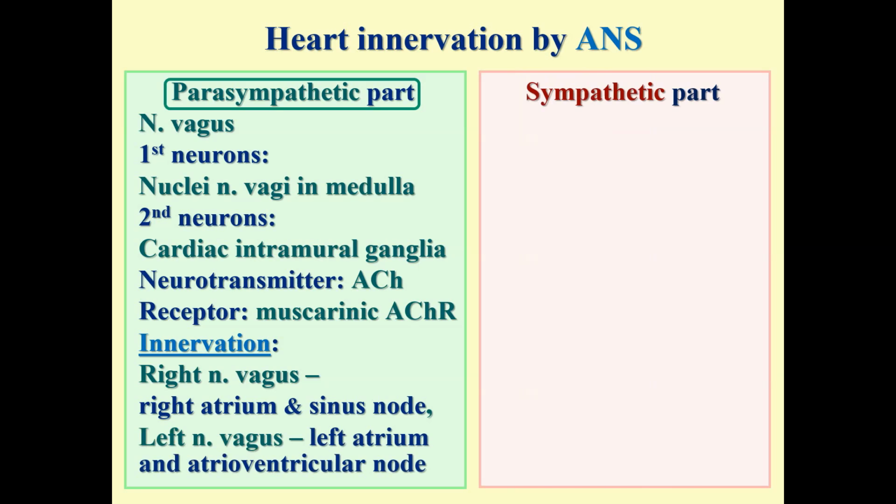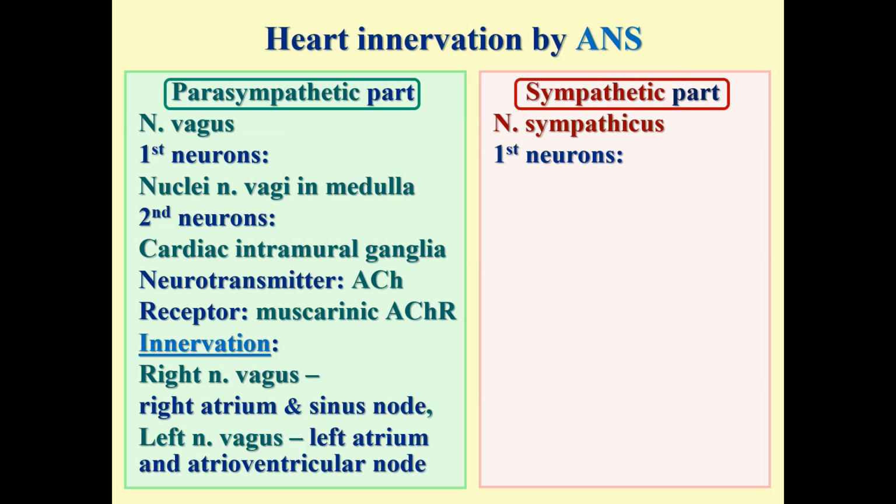Then the sympathetic part. And this sympathetic nerve, or nervus sympathicus from Latin. First neurons are located... I hope you remember that first neurons of the sympathetic system are located only in the spinal cord, not in the medulla, not above. Here, in the upper portion of the spinal cord, in the lateral horns of the first three thoracic segments, thoracic 1 till 3. And if you remember, it's lateral horns, not posterior, not anterior.